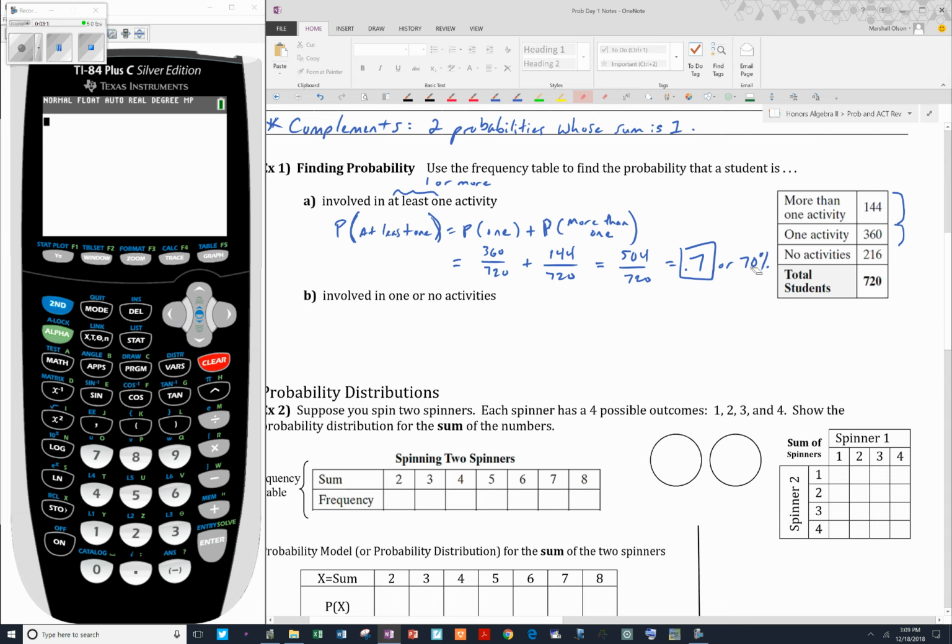So the probability that they're involved in one or no activities now would be those two. So I'm just going to go ahead and find that probability, 1 or none, by adding those two things. So it's really the same type of problem. I'm just showing you a different way to set it up there. I'm just going to add those two things together right away and put it over 720. Same idea, just adding the numerators of those fractions. So we're going to get 576 over the 720, which is 0.8.